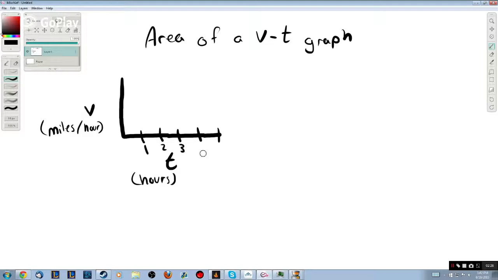1, 2, 3, 4, 5, and 10, 20, 30, 40, 50. So let's say our data is here, and it's just 40 miles per hour for all 5 hours. So we just have a constant velocity.